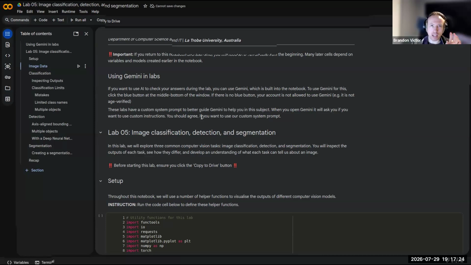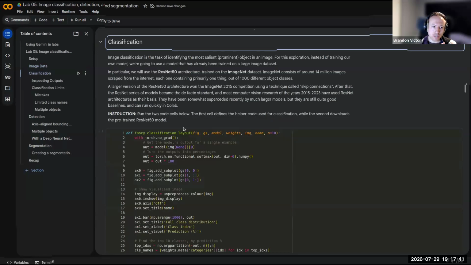In this case, we're going to look at ImageNet, which has 1,000 classes, which means that the model is choosing between one of 1,000 things. That's classification. We're just going to be looking at model outputs. We're not going to be training anything in lab sheet 5. And then we're going to look at detection. So that's classification. That's what we're going to be doing in the first part.